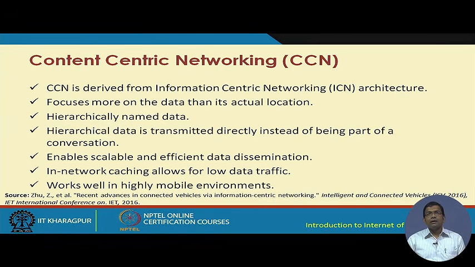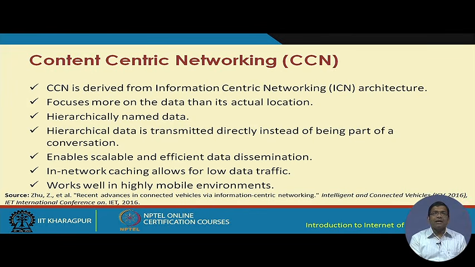Content centric networking conceptually has similarities to the popular information centric networking, which focuses on the data rather than the actual location of the data. So, I need some data, I do not have to say that I have to get it from this particular database or this particular source. In content centric networking, if I need access to a particular data, I will broadcast that particular requirement, that query, and whoever has that data is going to send me that data.